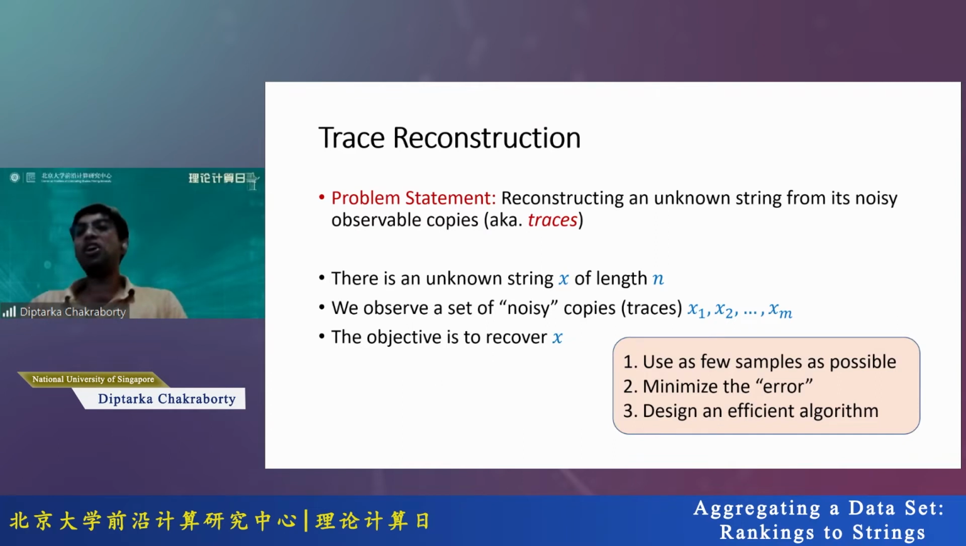So there are two types of trace reconstruction. One particular type says that the unknown string is arbitrary, and another says that the unknown string is randomly chosen. When it is arbitrary, we call it the worst case. When the unknown string is randomly chosen, it is called the average case. And if you recall, in the DNA storage application, there is some pre-processing involved.